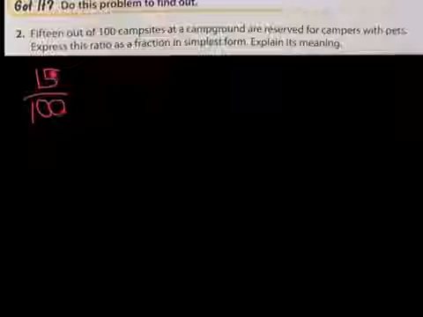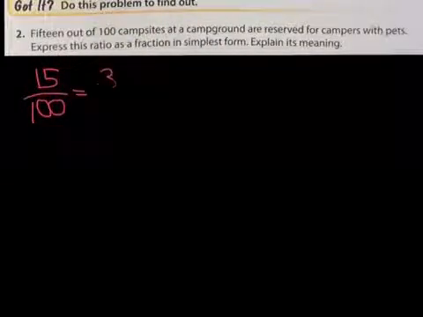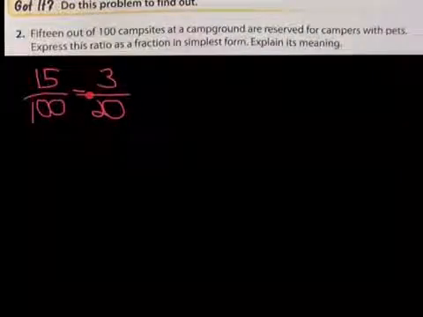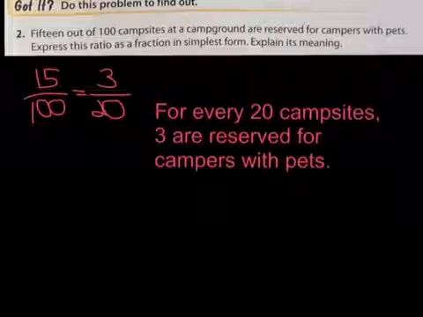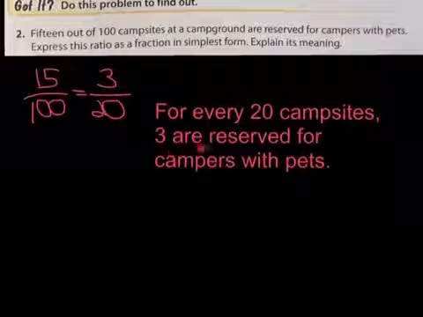Okay, well, you can see that they're both divisible by 5, right? How many 5s do we have here? On the top we have 3 of them. And 100 divided by 5 is 20. So now we say it in the simplest form. 3 out of every 20 campsites is reserved for pets. We could also say it like this. For every 20 campsites, 3 are reserved for campers with pets.